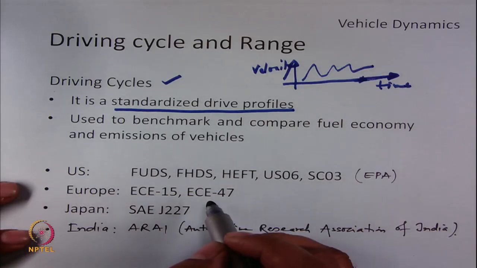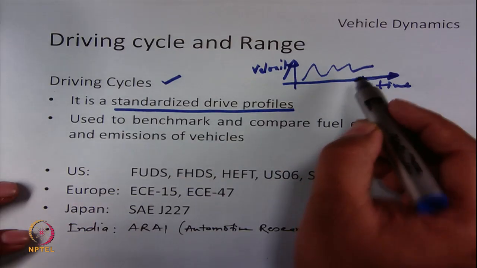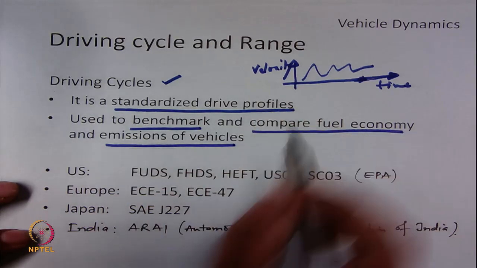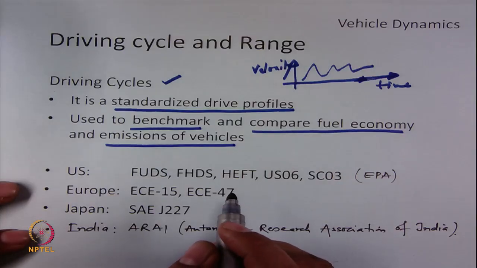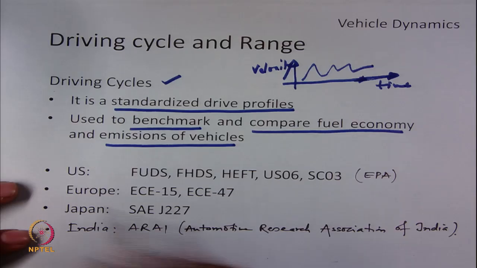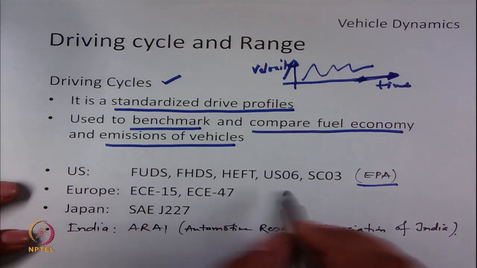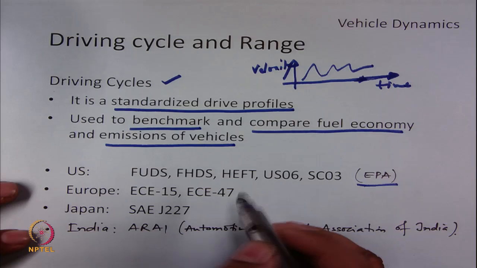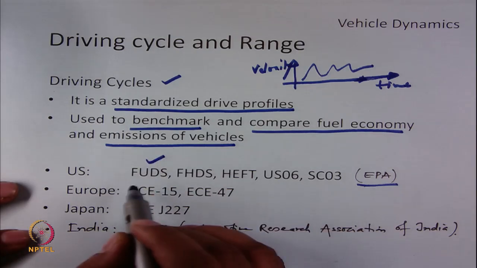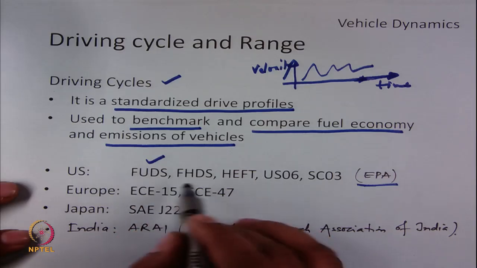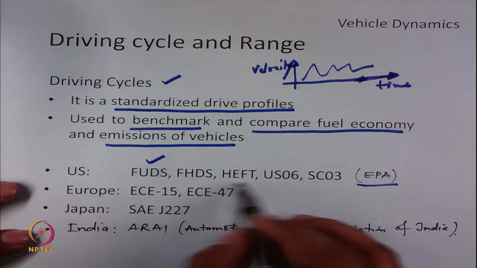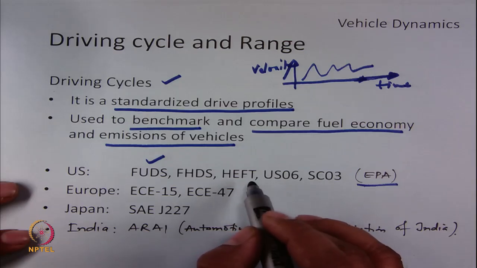So, this range calculation will be used to benchmark and even compare the fuel economy as well as emissions of the vehicle. So, it has multiple purposes. So, in United States there is an agency called EPA, this is Environmental Protection Agency. So, it has defined various kind of driving cycles profiles. So, FUDS which is Federal Urban Driving Schedule, this is Federal Highway Driving Schedule, this is high energy and fuel efficiency kind of graphs.